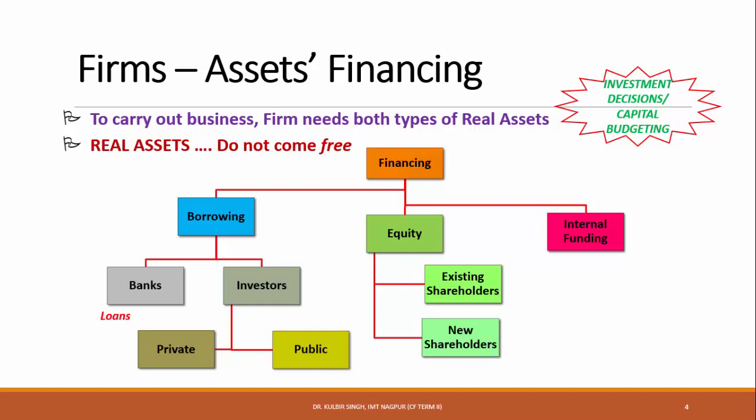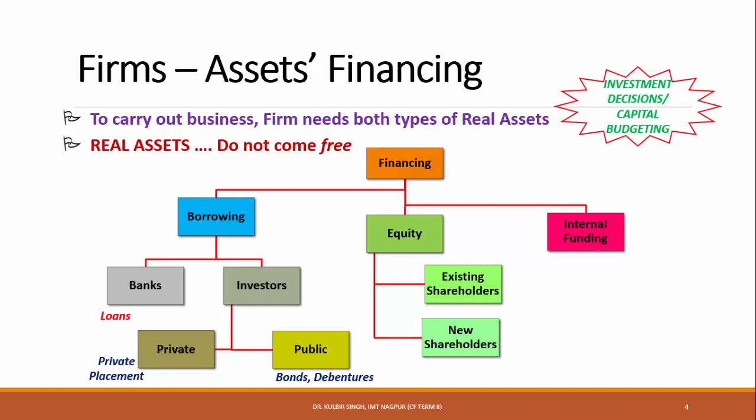A firm can take loans from banks in the form of borrowing, or the financing can come from investors. The investors can be public or private. In case the borrowing is done from public investors, then it is in the form of bonds and debentures. In case of private investors, it is in the form of private placement.